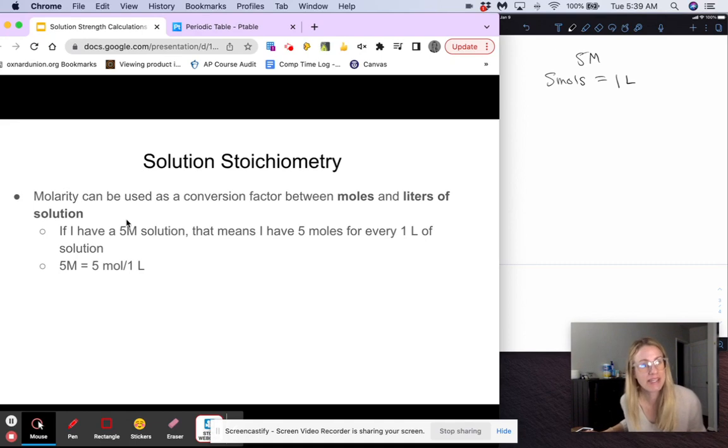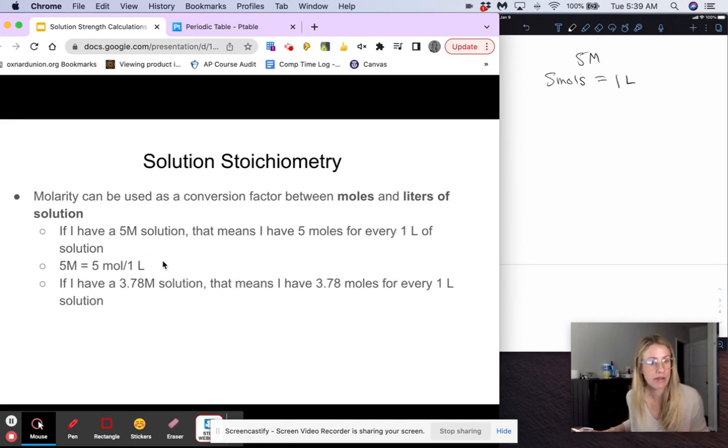I just said that. So you can use this as a conversion factor, 5 moles over 1 liter or 1 liter over 5 moles, depending on what you have. And I'll show you what I mean in a second. If I have a 3.78 molar solution, that means I have 3.78 moles for every 1 liter of solution. And again, using it as a conversion factor, you have that.